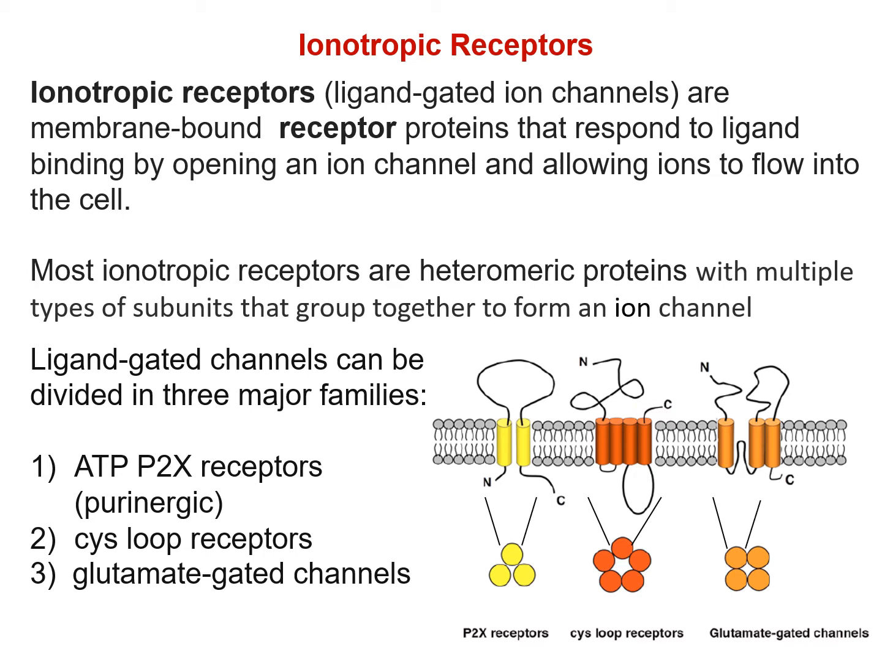The last family, the glutamate-gated channels, are tetrameric receptors composed of 4 different subunits, in which each subunit has 3 transmembrane domains and also an internal loop that faces into the membrane. In this case, the N-terminal faces the extracellular space, while the C-terminal faces the intracellular space.